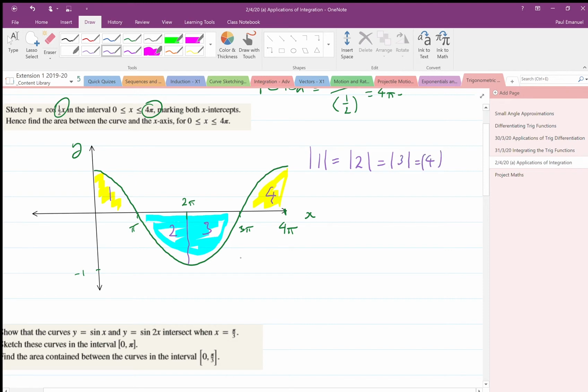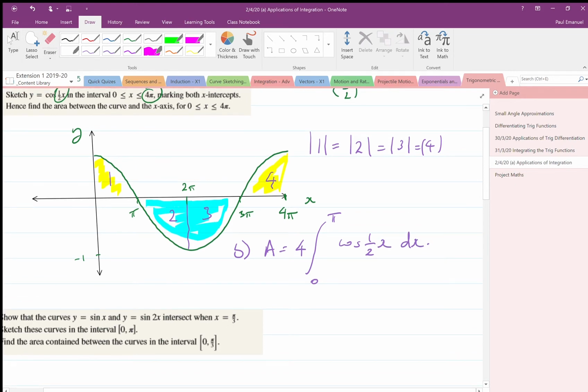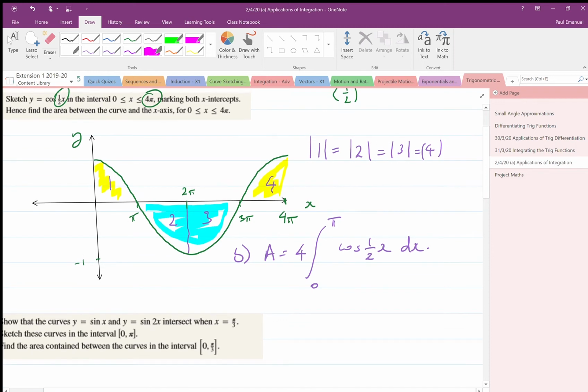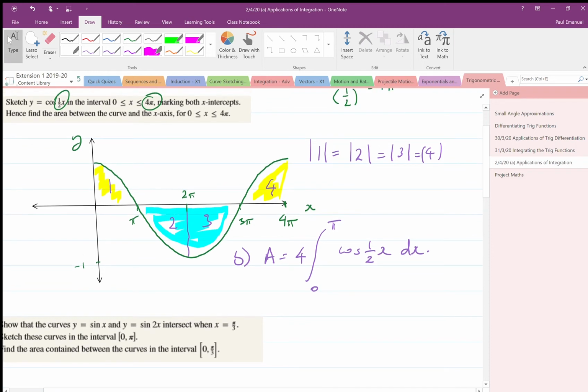And so what I could say for part B is that area is 4 lots of the area from 0 to pi of cos 1/2 x dx. That's the easiest way to do it, I suppose, because then you don't have to do multiple integrals. Otherwise, you'd have to do 0 to pi and then do pi to 3 pi and make it absolute valued, and then do 3 pi to 4 pi.